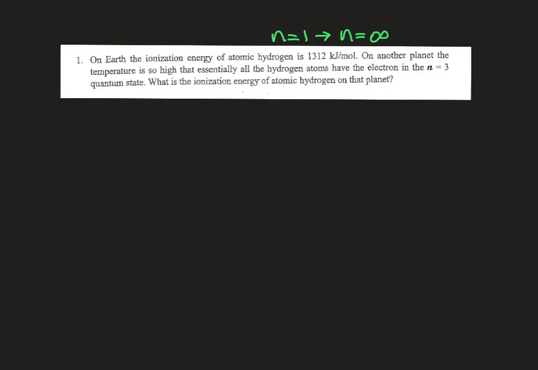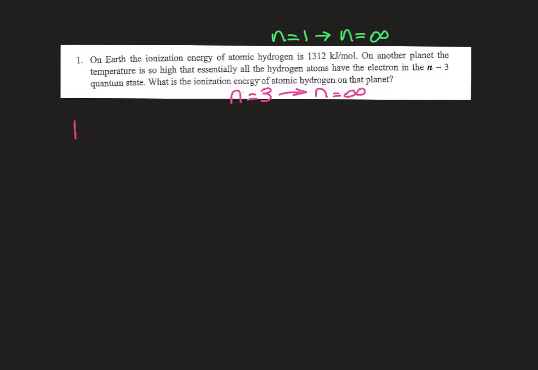On a different planet, we have such a high temperature that essentially all the hydrogen atoms have the electrons in the n equals 3 quantum state. So almost think of the n equals 3 as like the ground state in this case. So the question's saying, what's the ionization energy of atomic hydrogen on that planet? So here we would be doing n equals 3 and then removing the valence electron completely, so n equals infinity.